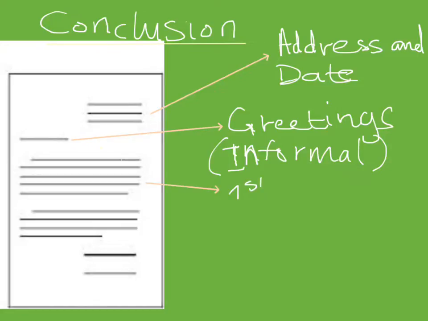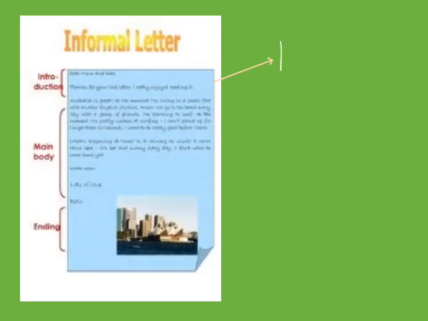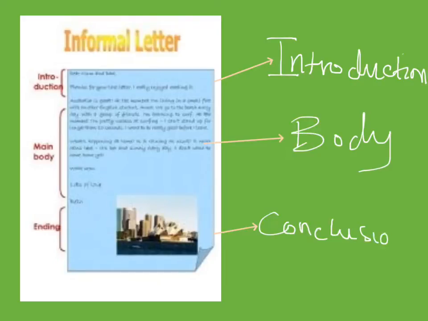We also have the first paragraph. We equally have the second paragraph, which carries the body of the essay. Then we equally have the conclusion of the essay. We can talk about the introduction, the body, and the conclusion when we're talking about an informal letter. It usually has an address, introduction, the main body of the essay, and the conclusion.